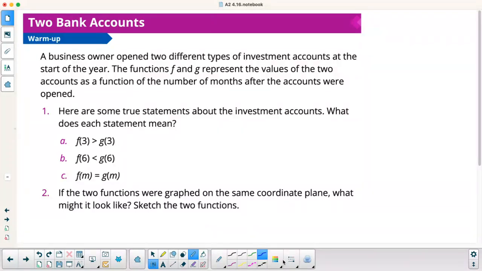All right, so here's our warm-up. A business owner opened two different types of investment accounts at the start of the year. Functions f and g represent the values of the two accounts as a function of the number of months after the accounts were opened. So think of it like f of m, so months go on the inside. Here are some true statements about the investment accounts. What does each statement mean?